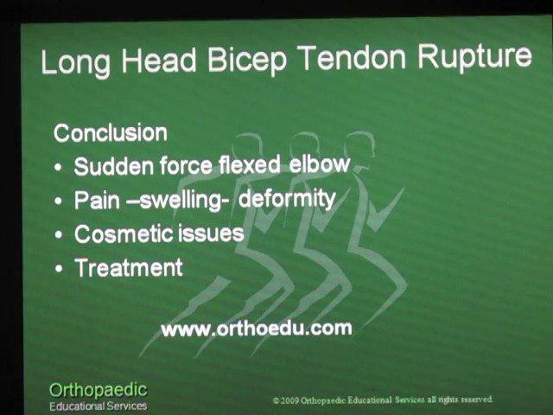So in conclusion, long head of the biceps tendon rupture occurs from a sudden force on a flexed elbow. There's usually pain, swelling, and deformity in the upper arm with a Popeye type deformity. These patients will typically present with weakness in elbow flexion initially, but in the long term that weakness resolves.